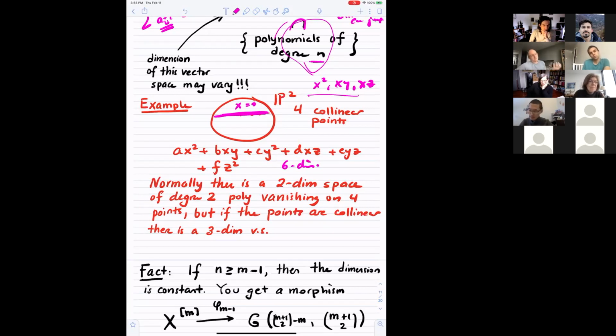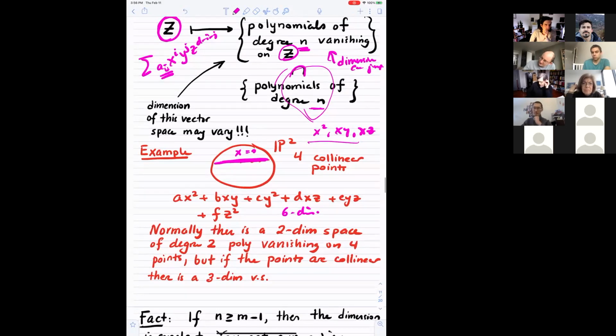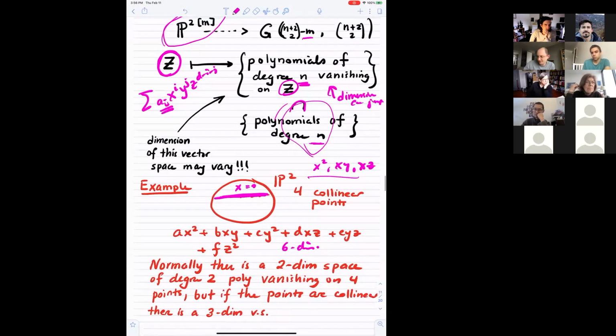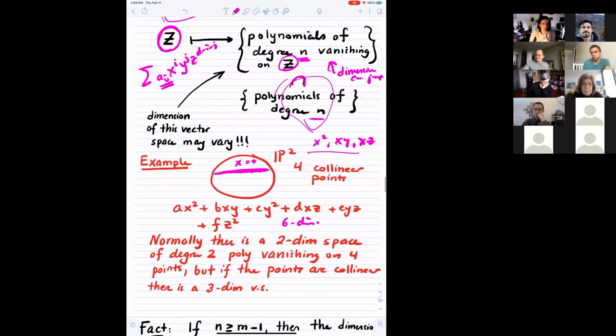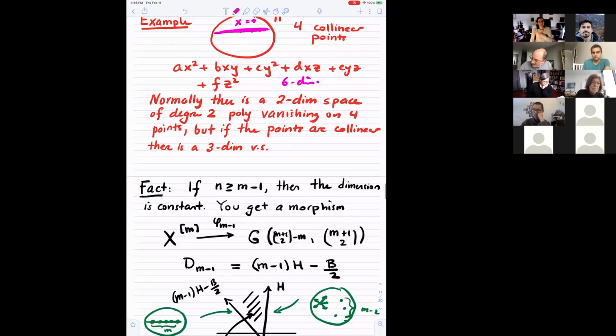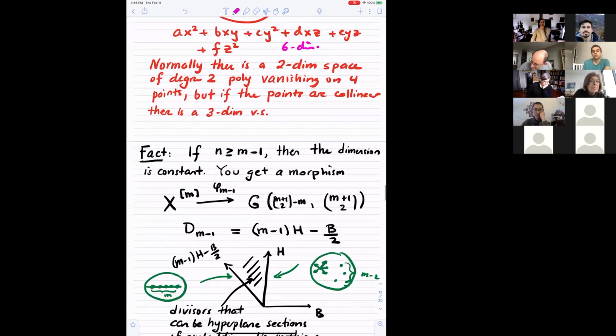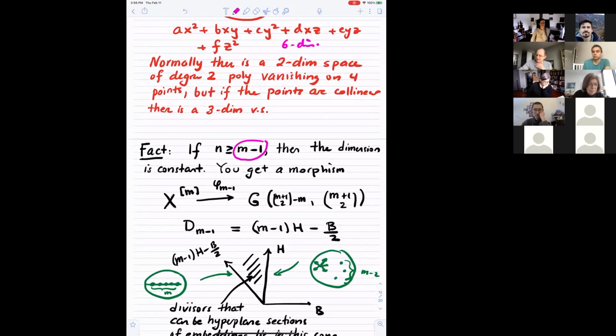And you can check without much difficulty that when you have 4 points, they fail to impose independent conditions on degree 2 polynomials if and only if they're collinear. But you see that when it's collinear, the dimension of this vector space jumps, so that's why you don't typically get a morphism. It is a fact, though, that if you have polynomials of degree m-1 or more, then m points always impose independent conditions on polynomials of degree m-1 or more. This is something that you can check, but I'm not going to do it.